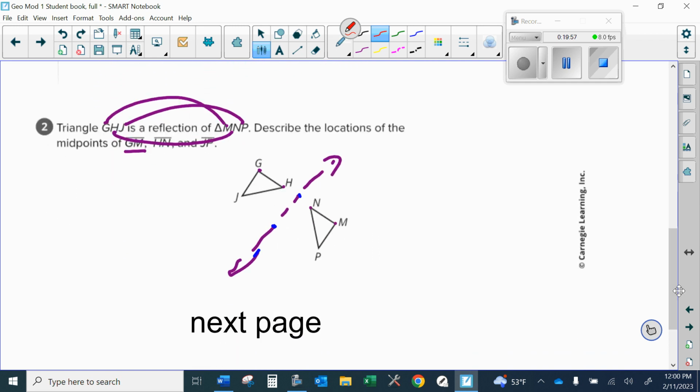All right, triangle GHJ is a reflection of triangle MNP. So reflection singular, remember that means it's 90 degrees to the line the same distance away. Describe the locations of the midpoints of GM. So midpoint of GM, HN, and JP right there. I take those midpoints that I was showing you before, connect it, and there's your reflection line. Okay, go to the next page now.